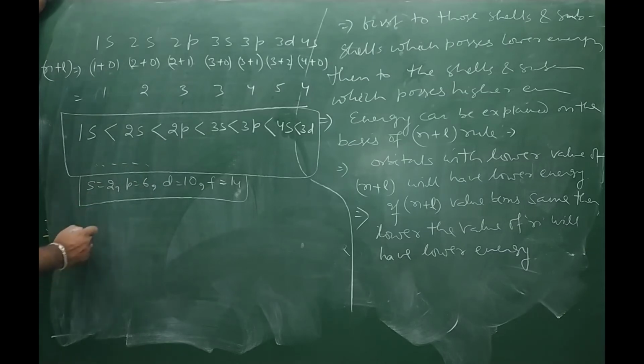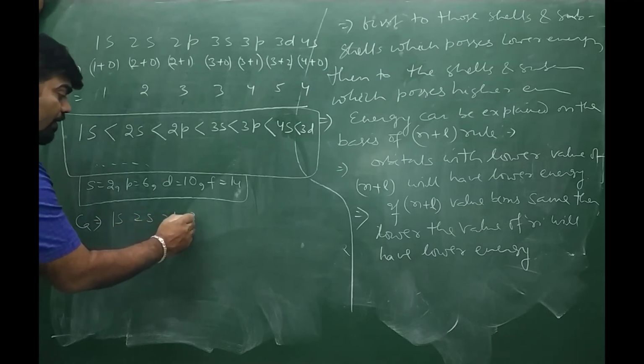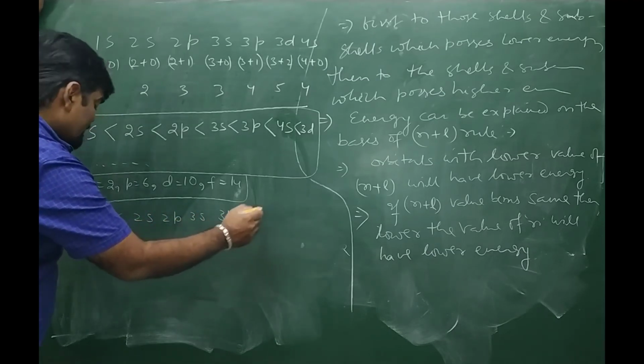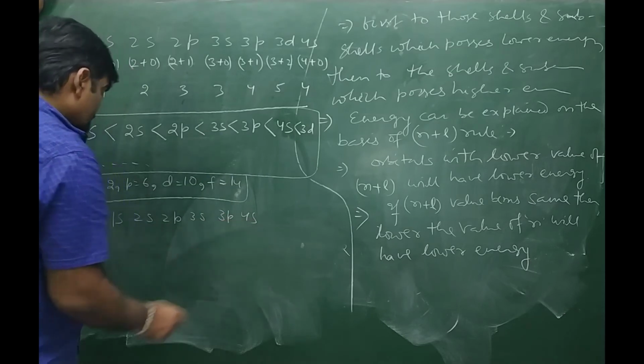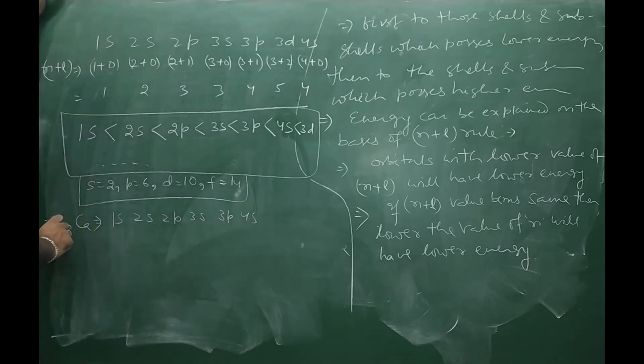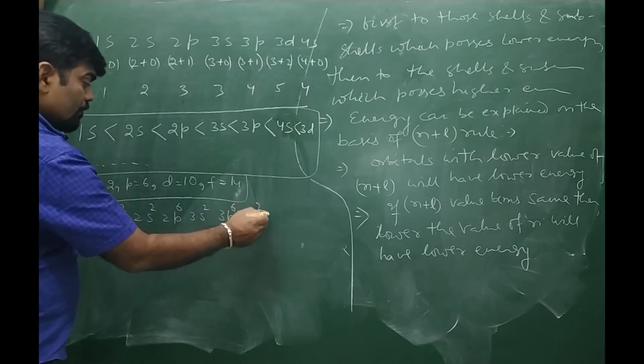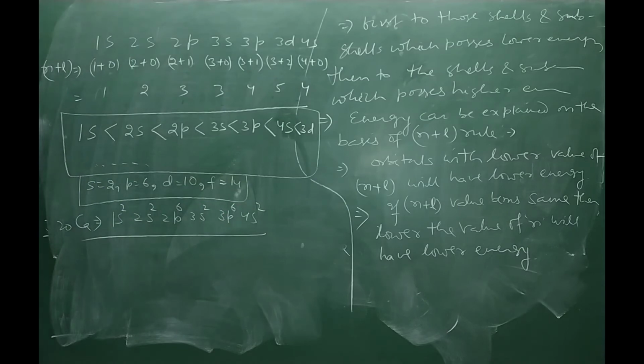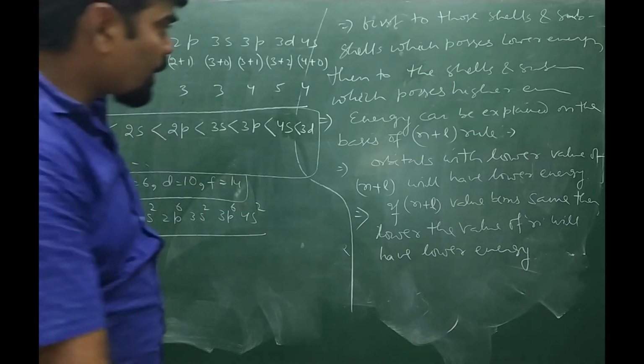No problem. So suppose we write the configuration of calcium, whose atomic number is 20. Its configuration is written as 1s, 2s, 2p, 3s, 3p and 4s. See, 20 electrons we need to distribute. A maximum of 2 electrons can be in s: 2, 2, 6, 2, 6, 2. Count the total number of electrons distributed as 20.